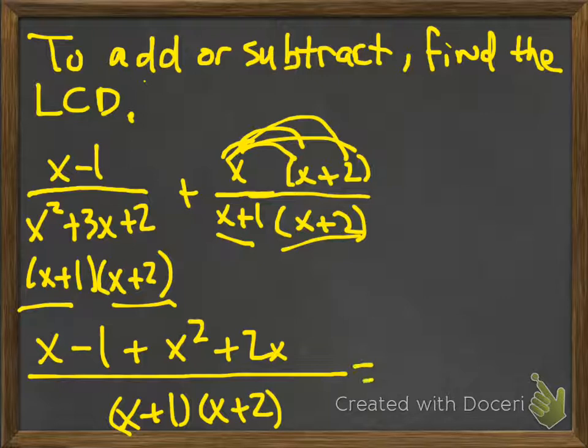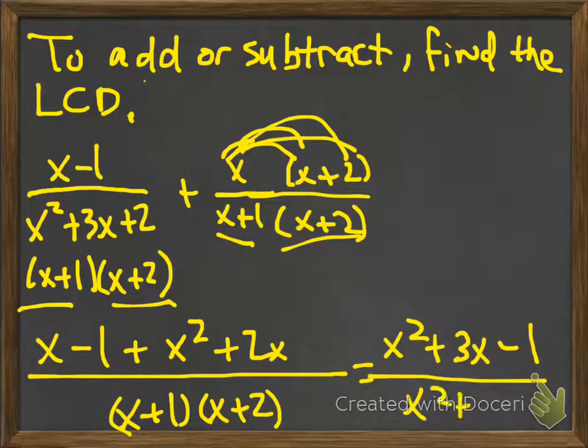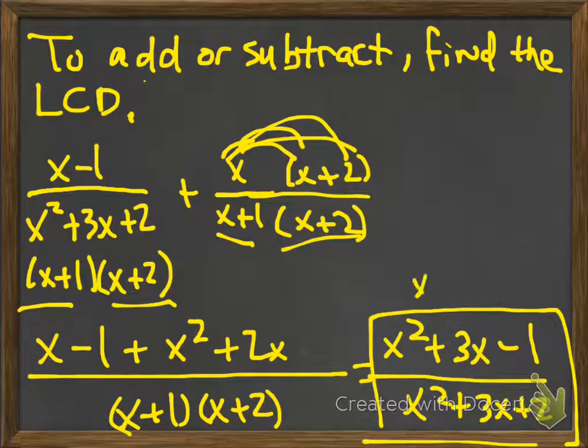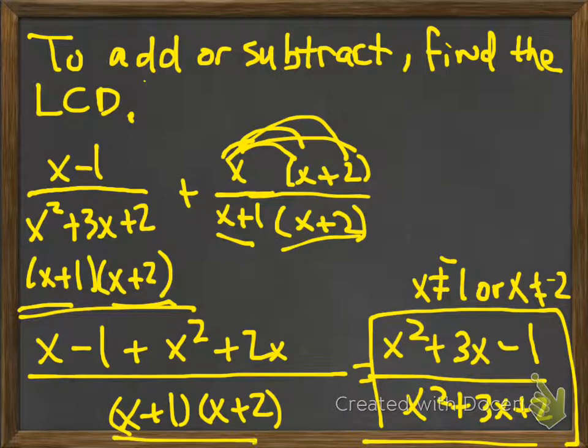Combine your like terms, you'll have x squared plus 3x minus 1 over the x plus 1 x plus 2, which is x squared plus 3x plus 2. It really shouldn't be hard to multiply those two. This is, by the way, undefined at -1 and -2. Because if you think about it, this x plus 1, x plus 2 was this right here factored. So if you've already got that, it shouldn't be that hard to multiply that and get back to that. Just use a little common sense and that should make that easy.